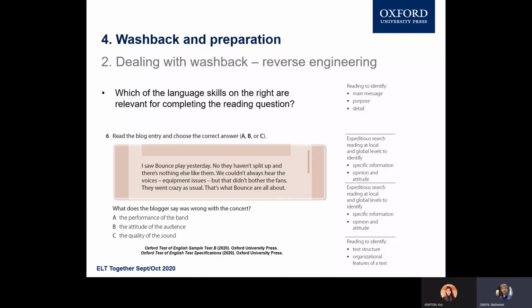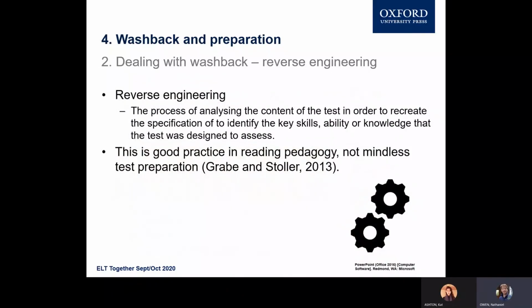So again, what we can do is concentrate on the kinds of skills, whether it's for vocabulary or the grammar, that are required to answer this question correctly, whether or not we need to read everything or focus on a specific sentence, and what strategies we need to employ to find the relevant part of the text. And if we're doing that, that's effectively a kind of reverse engineering. What we're doing is analyzing the content of the test tasks in order to recreate the specification of that test task. So in other words, why was that test task written?